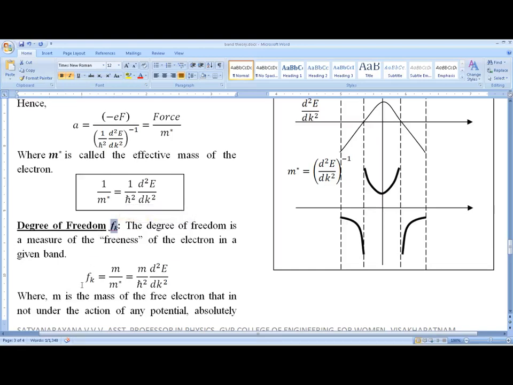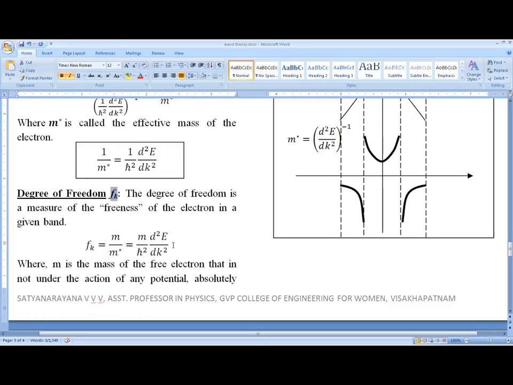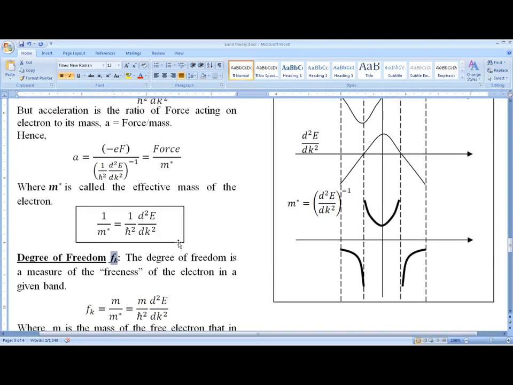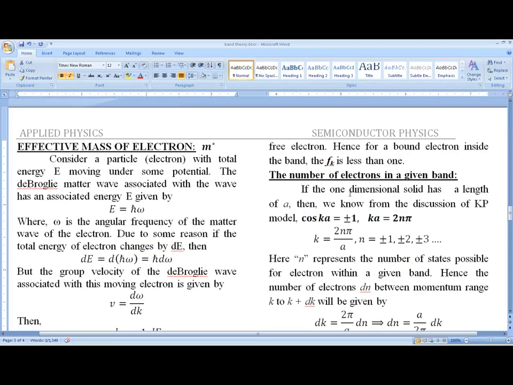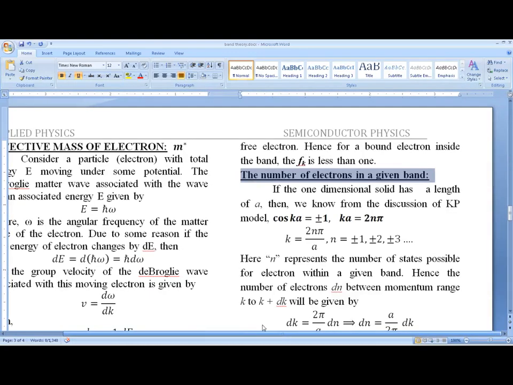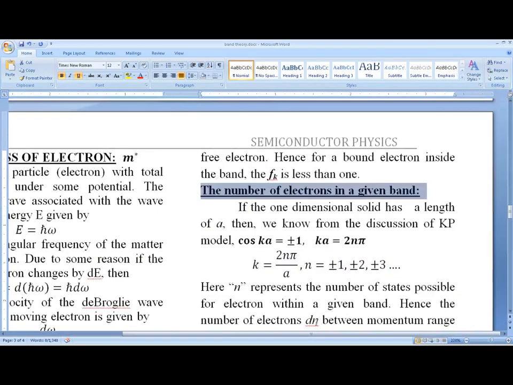Mathematically, this Fk is simply m by m star. So m is the normal rest mass of the electron, and m star is the effective mass of the electron. So rest mass divided by effective mass of the electron is what you call the degree of freedom. It's just another mathematical function. So we keep this aside and use it once again. Now let's come to another term, the number of electrons in a given band. We need all these things because we are going to sketch a graph related to this. That's why my attention is on all these individual entities.